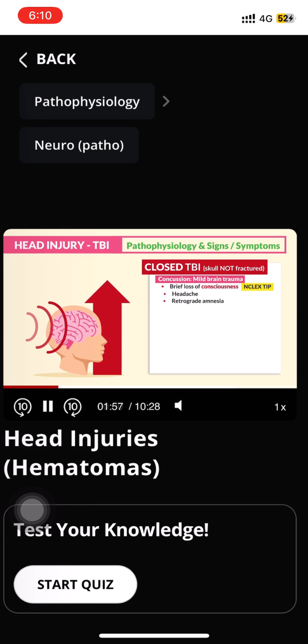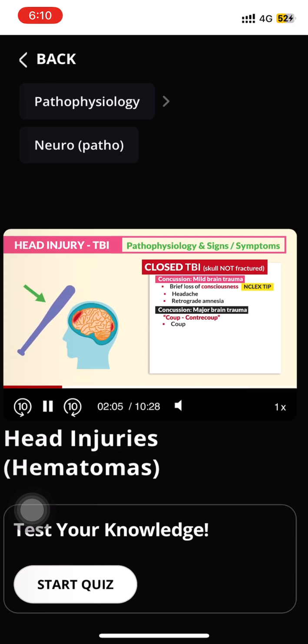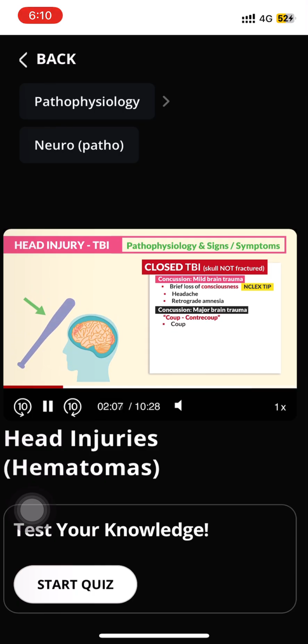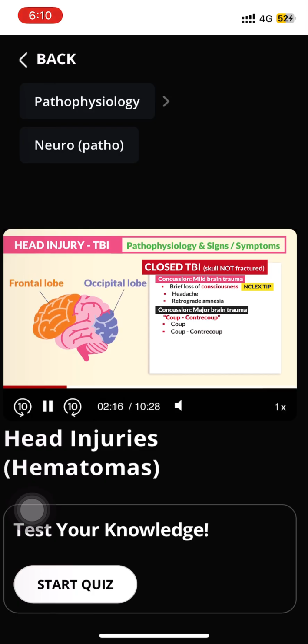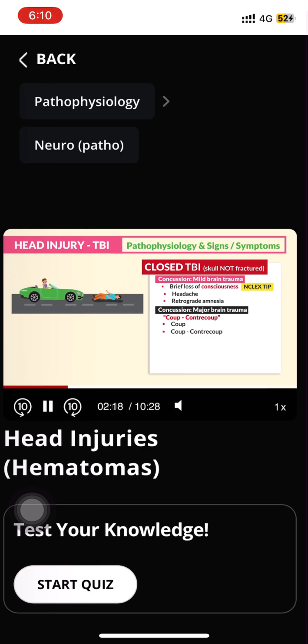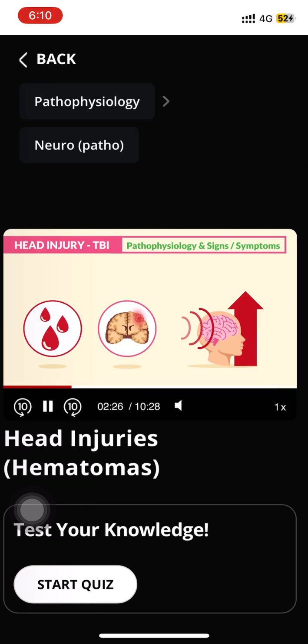Now for contusion, the major TBI, we have coup contrecoup. So coup is blunt force to one side, like if you get hit in the head on one side. And contrecoup is when the brain slams against both sides, both front and back of the skull, aka the frontal lobe and the occipital lobe. Kind of like whiplash in a motor vehicle accident, or shaken baby syndrome. This causes bleeding and swelling inside the skull, leading to increased ICP.